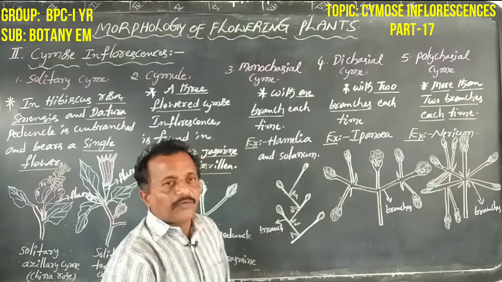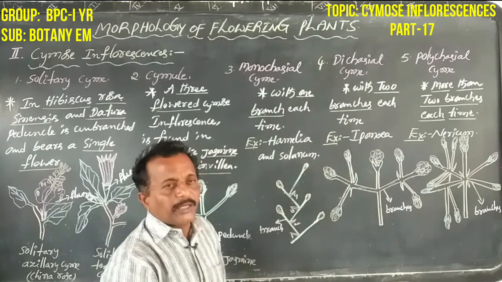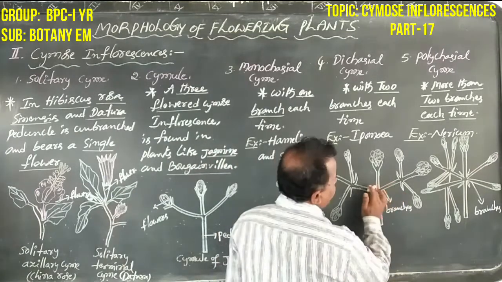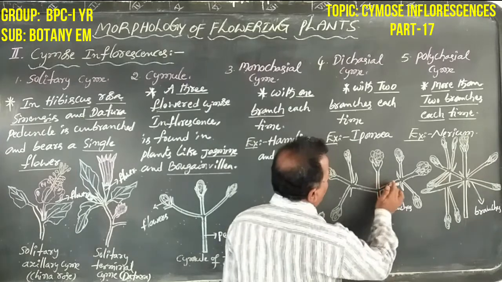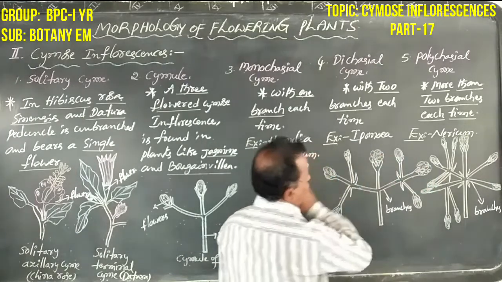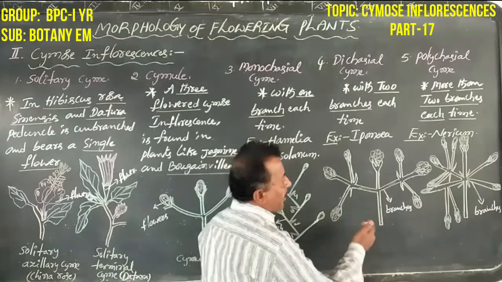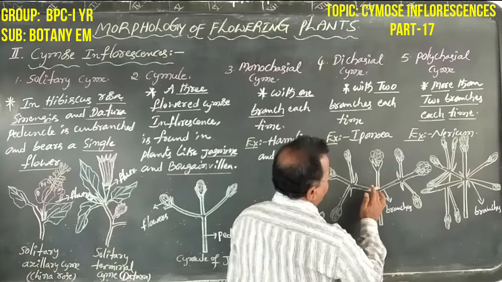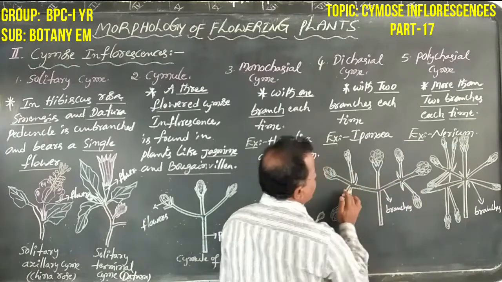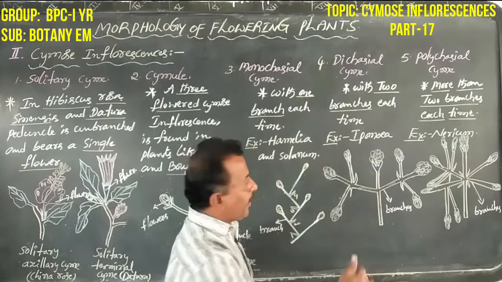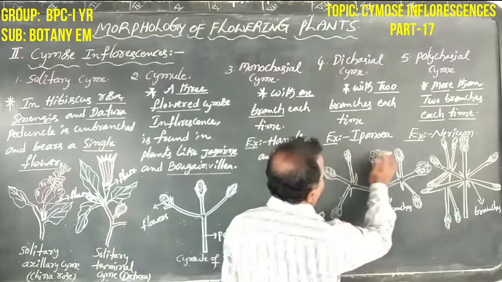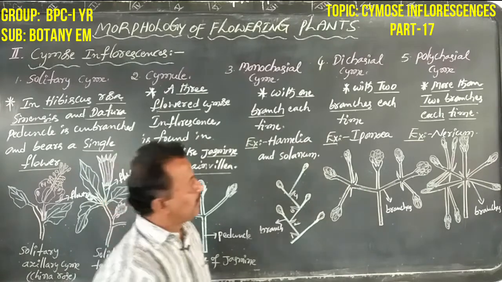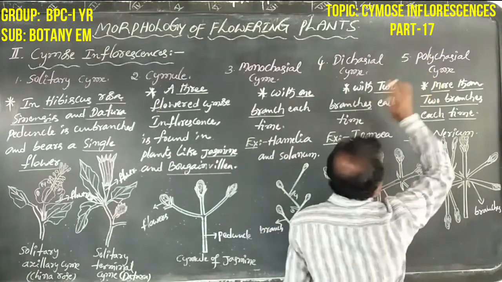Now, in the first generation the Ipomoea peduncle produces two branches, and here there are three flowers. In the second generation, the Ipomoea peduncle produces how many branches? 1, 2, 3, 4, 5, 6, six branches. And how many flowers? 1, 2, 3, 4, 5, 6, 7 flowers. And so on.